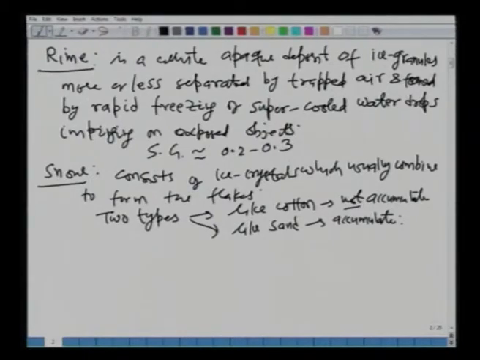Okay. And as you all know, in India, where do we get snow? Okay, mainly in the Himalayan regions or hilly areas. Okay. All right. So, that is about the snow. The next form of precipitation which we are going to look at is called hail.